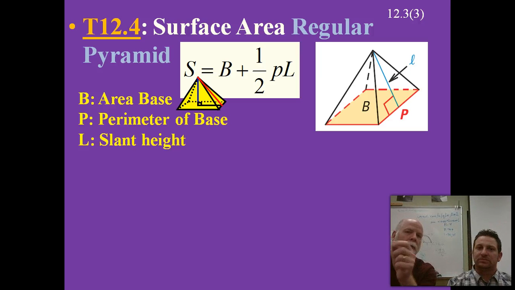And notice we're talking about a regular pyramid, and so that black piece of that triangle that Mr. Bedell is talking about, the base of that triangle, is always going to be half of the side length or the edge length of the base.